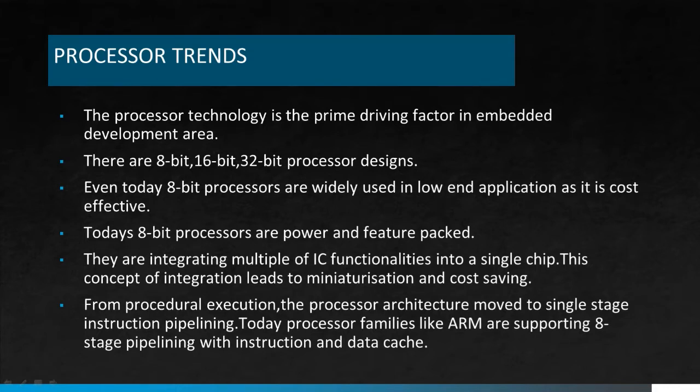They are integrating multiple IC functionalities into a single chip. This concept of integration leads to miniaturization and cost saving. Miniaturization means we are reducing the size of the components and thus we can save cost. In earlier days, it was procedural execution, and later came single-stage instruction pipelining and then 8-stage pipelining. Today, processor families like ARM are supporting 8-stage pipelining with instruction and data caching.